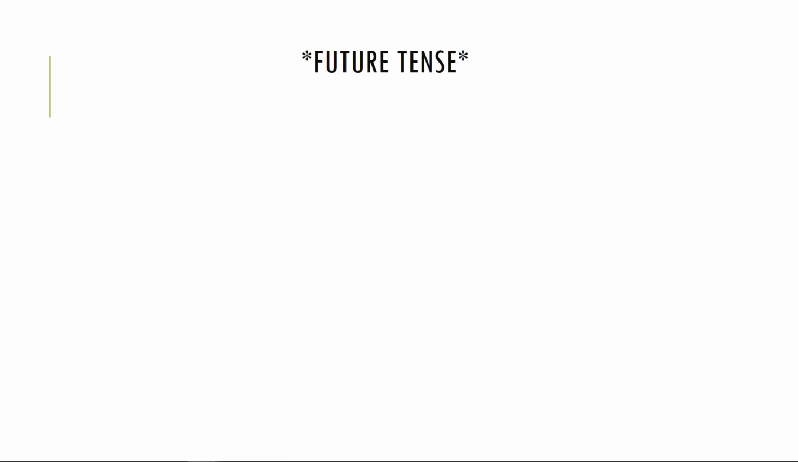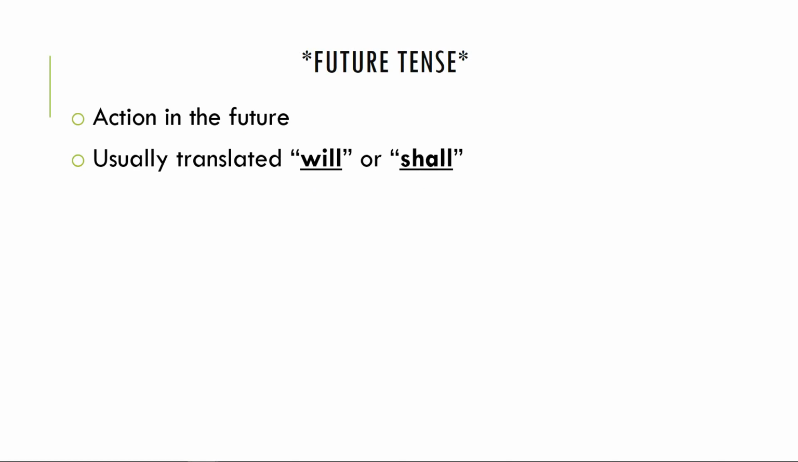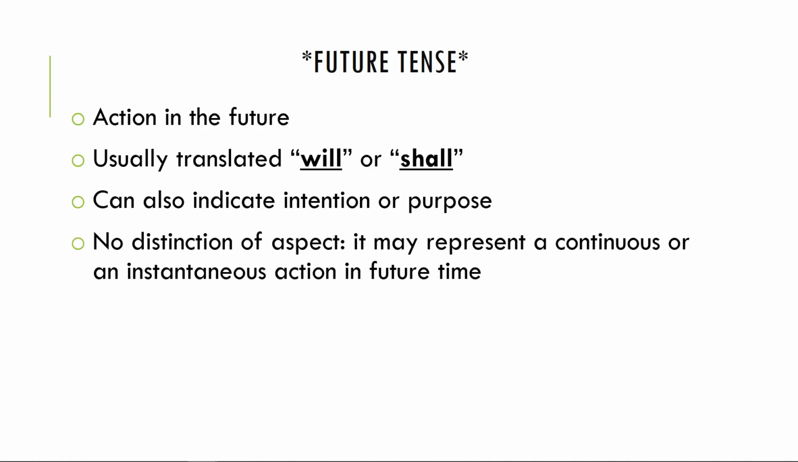The future tense is more common, and you will see futures. They're very easy to spot as a rule. Action in the future of any kind, translated will or shall. The only odd thing about future is it can also mean something that you intend to do or the purpose, because if it's in the future, it's not necessarily true, right? You might intend to do something. So it's in the future. Tomorrow I will go to the store, but then something might happen so that I don't. So this is used occasionally for intention or purpose, and it doesn't necessarily have any kind of aspect to it.